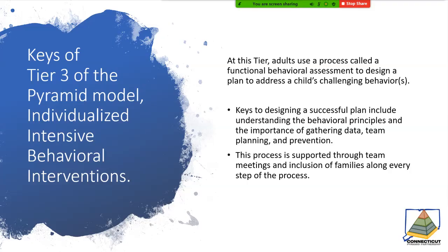In this module, you've learned about the third tier of the pyramid model, Individualized Intensive Behavior Interventions. At this tier, adults use a process called a Functional Behavioral Assessment, or FBA, to design a behavior intervention plan, a BIP, to address children's challenging behaviors. Keys to designing a successful plan include understanding the behavioral principles and the behavioral sequence. The Teaching Pyramid Practice Rubric has 3 dimensions at this tier: assessment, planning, and intervention. These dimensions are supported through team meetings and inclusion of families along every step of the process.